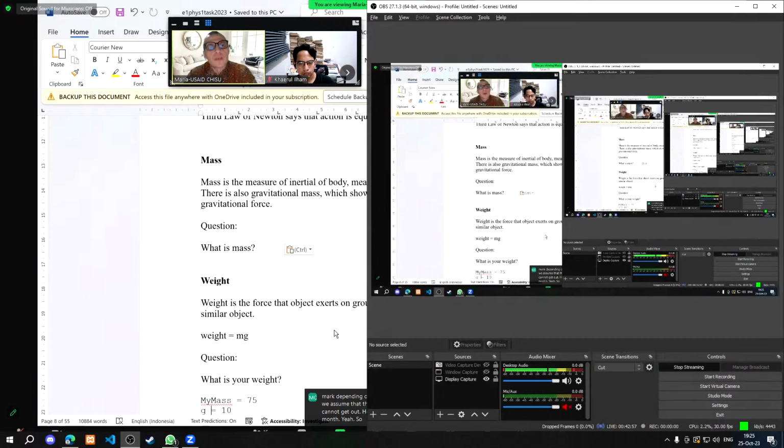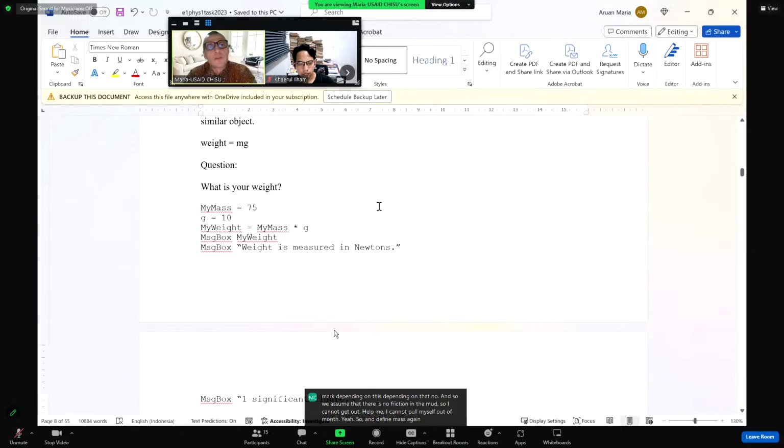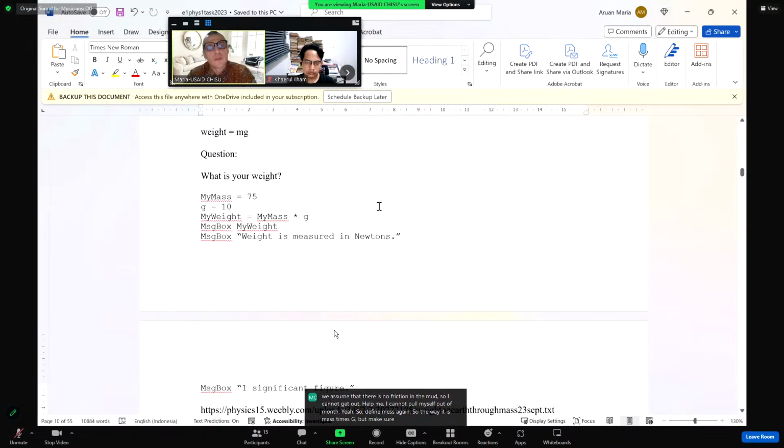So define mass again. So the weight is mass times g, but make sure only one significant figure, yeah? So not 750 newtons in this case, but approximately 800 newtons, around 750 rounded up to 800 newtons, yeah?